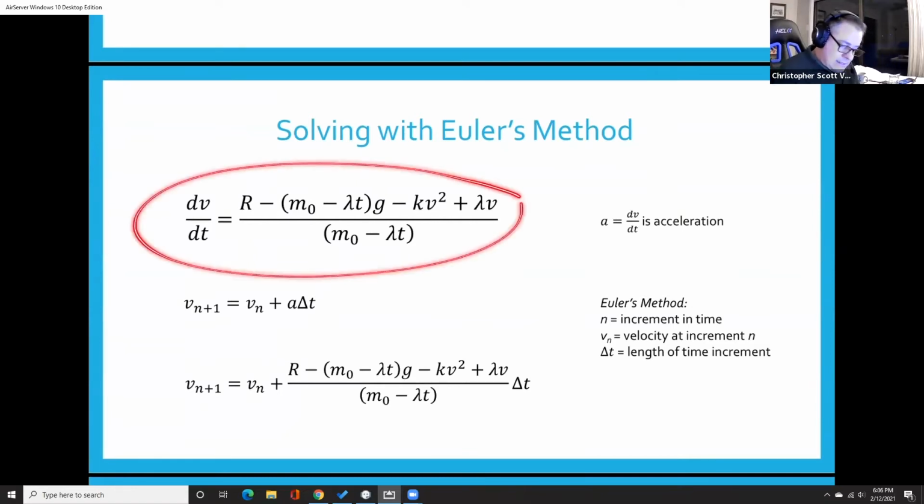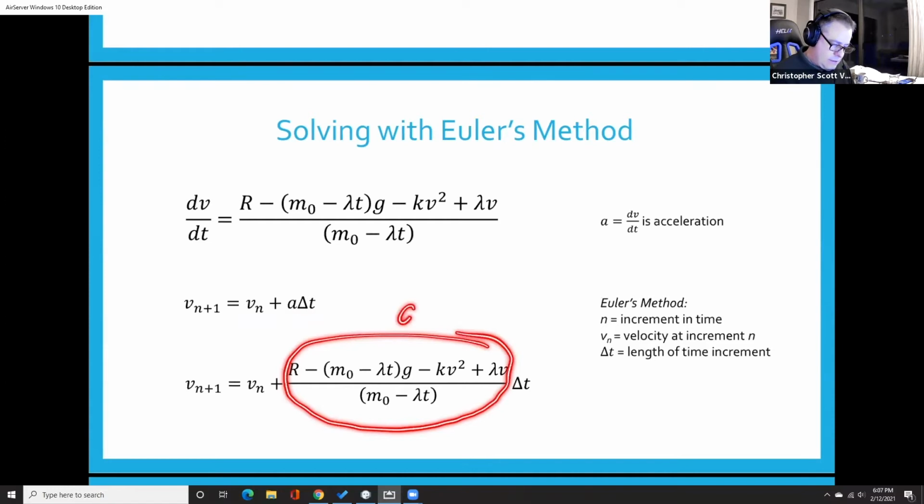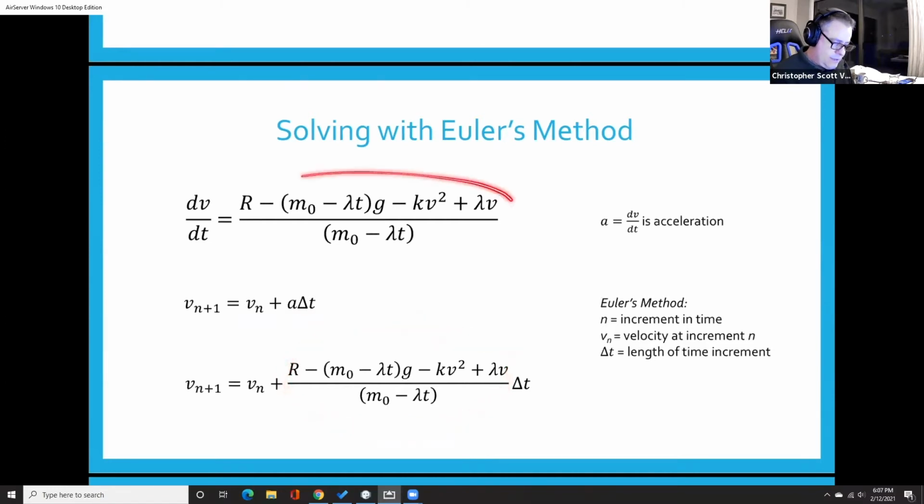So that is my differential equation where I'm setting it up for Euler's method, and this is kind of the key principle for Euler's method: to find the velocity at some time n+1 based on its current velocity and whatever the rate of change of the velocity is, multiplied by some increment of time. So I'm going to replace that guy, right, with all of this.